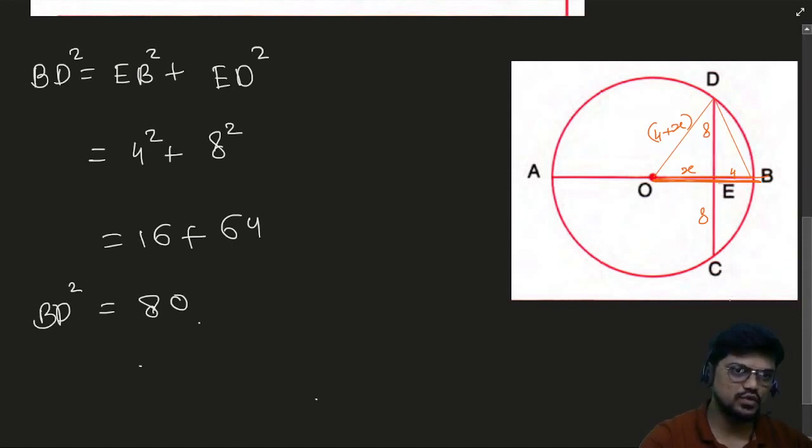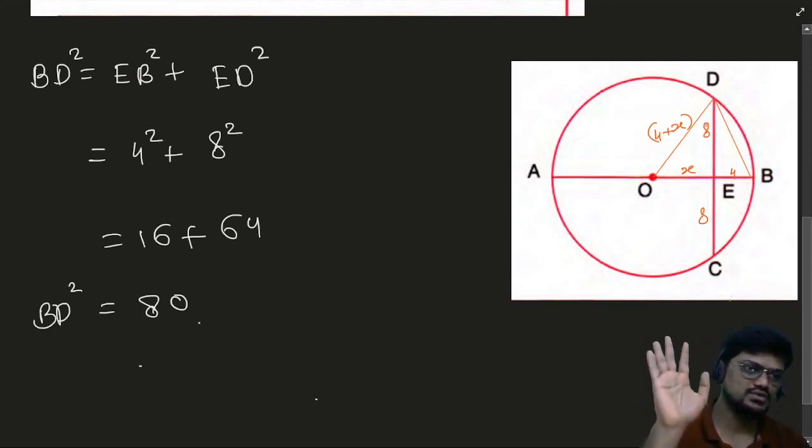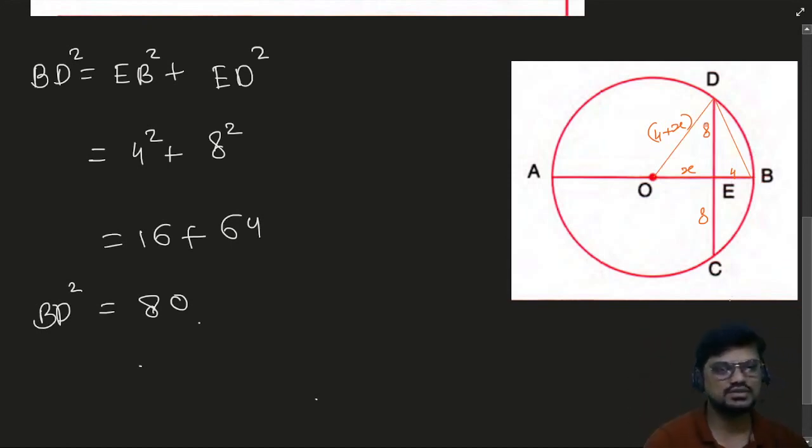And if this is 4 plus x, this will also be 4 plus x. Got it? How many of you have understood? And then you use the Pythagoras and get the answer, and get what? The radius. Please solve and tell me what will be the radius.